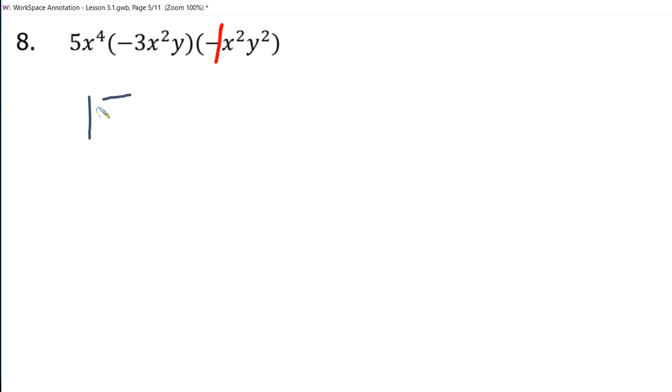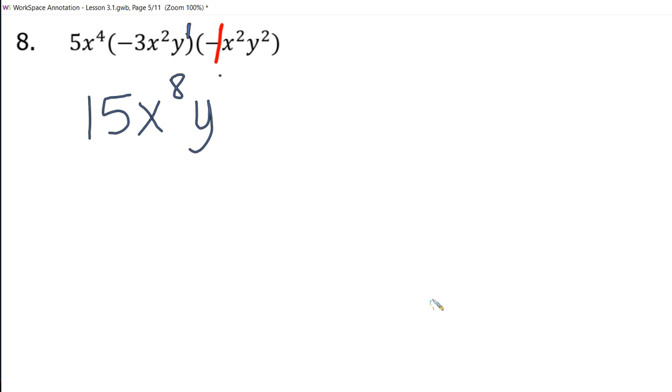Now, what would go next, the x or the y? X, and when I'm multiplying, what do I do with the exponents? You add them, so this is 4 plus 2 is 6 plus 2 is 8. And for the y's, this is y to the first, so 1 plus 2 is 3. So your answer was 15x to the 8th y cubed, in that order. So that's all for the multiplying.